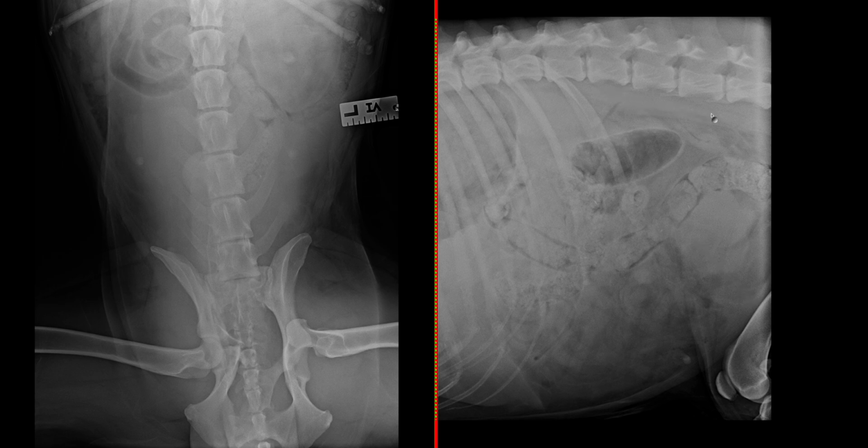Additionally, we see loss of serosal contrast with fat stranding in the retroperitoneal space, where there is also loss of distinction of the caudal margins of the renal silhouettes.